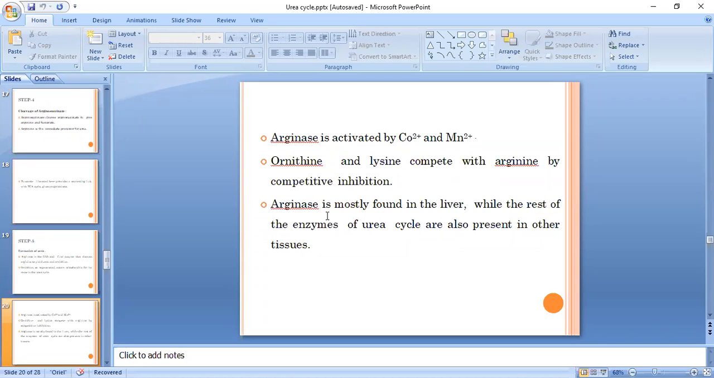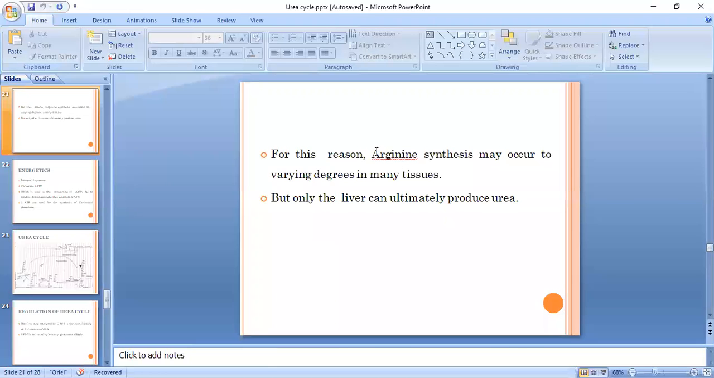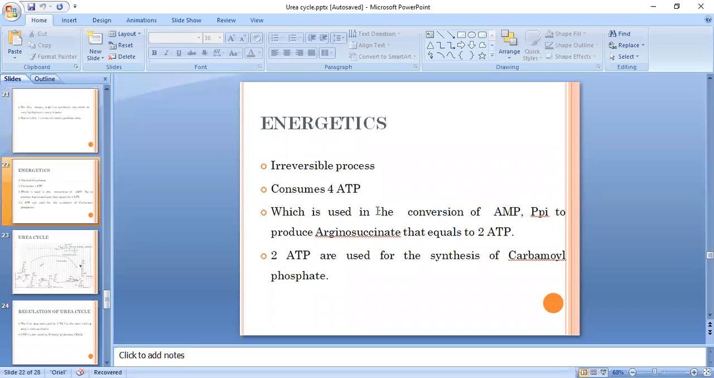And this enzyme, arginase, is mainly found in the liver, where some part will enter into the urea cycle and some will enter into the tissues. So for this reason, whatever arginine synthesis is taking place may occur in various degrees in many tissues. That means arginine synthesis can occur in many tissues, but for the production of urea, only the liver can ultimately produce urea. So these are the steps.